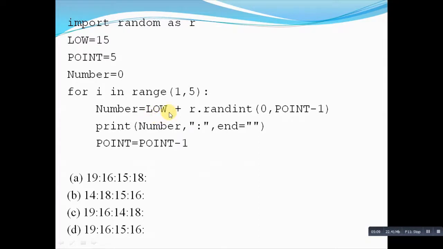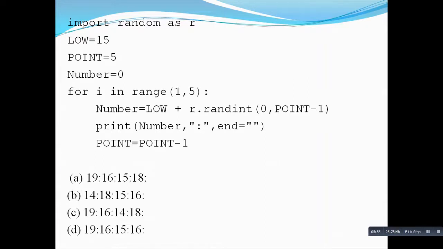Let us calculate this part. Low is 15, and the maximum number that may be generated from randint is 4. So 15 plus 4 will give you 19. Therefore, anything between 15 and 19 may get generated. It means the value given in the first part, of the 4 options given here, describes the first iteration. The value may be 19, or it may be 15, 16, 17 or anything.